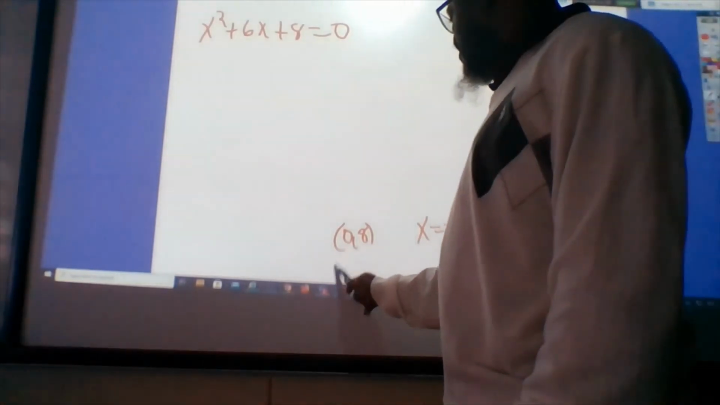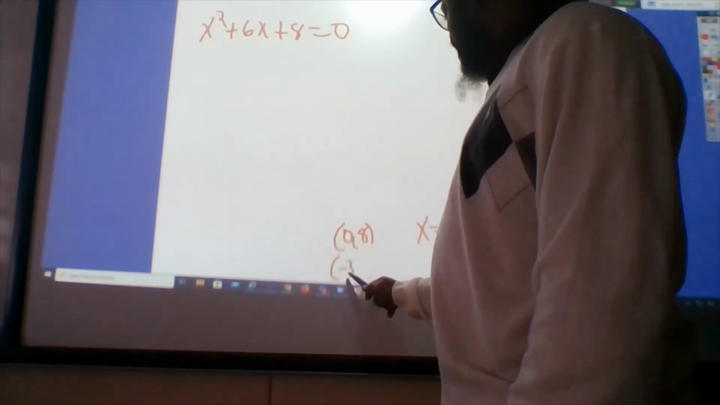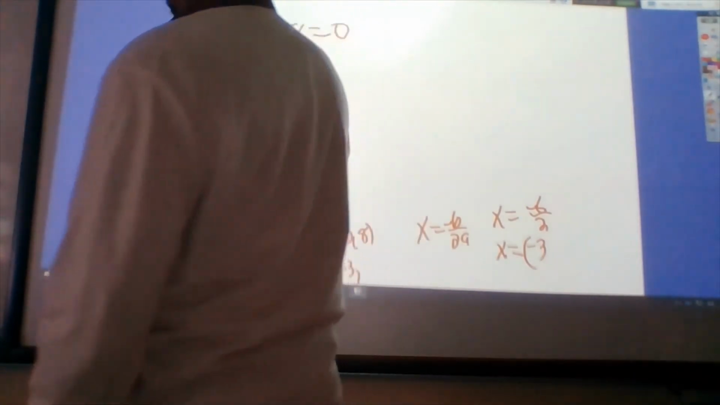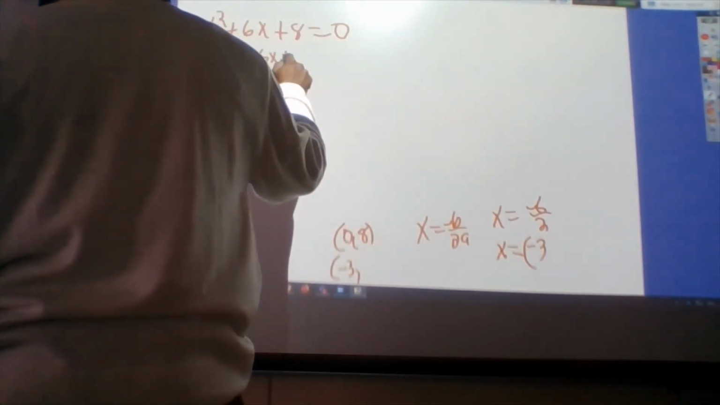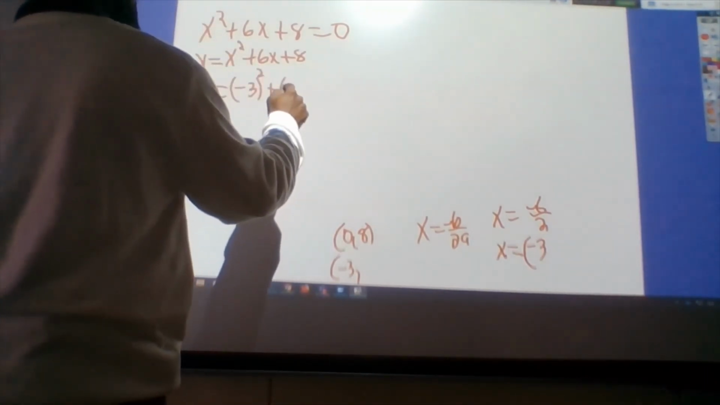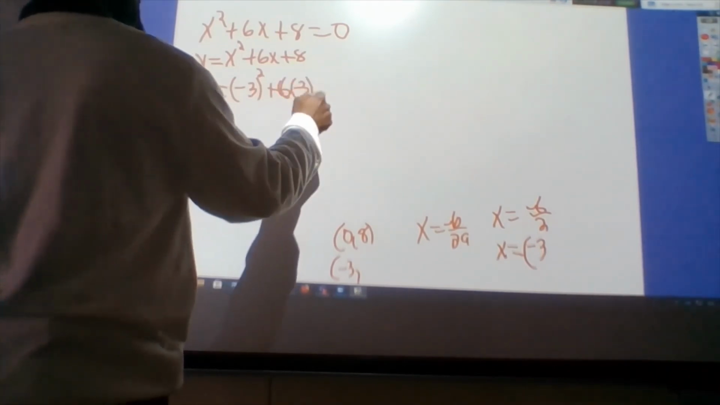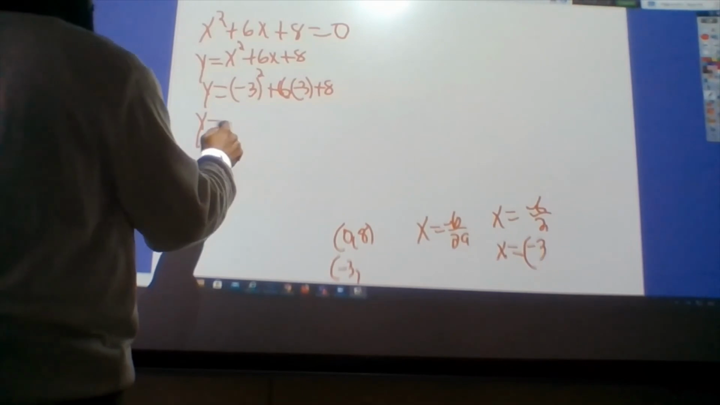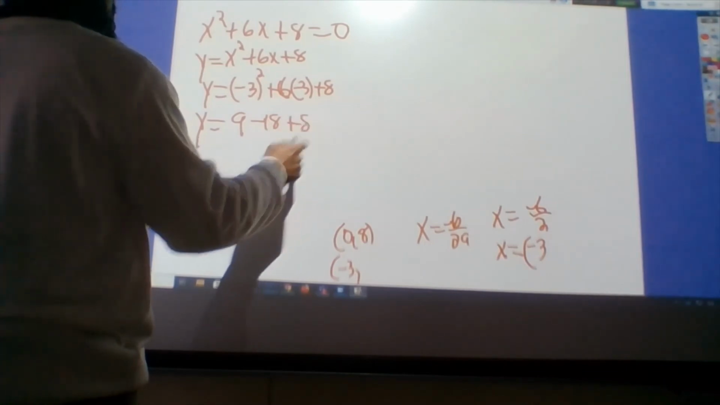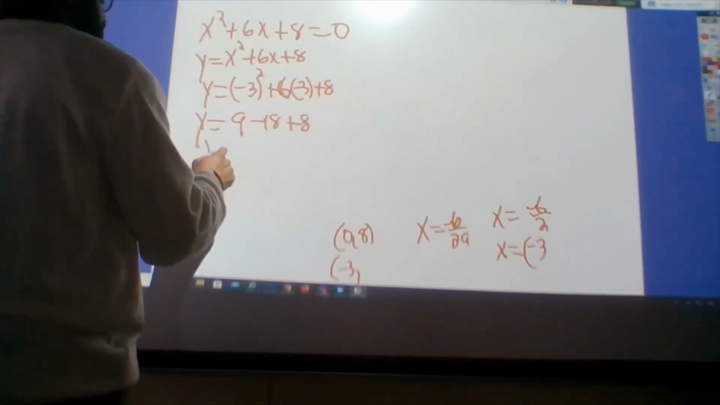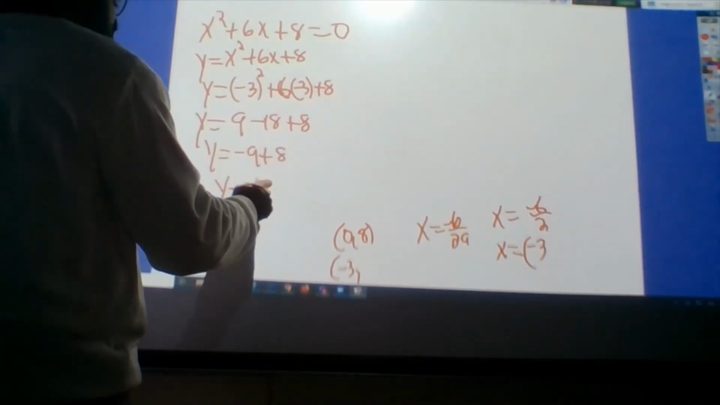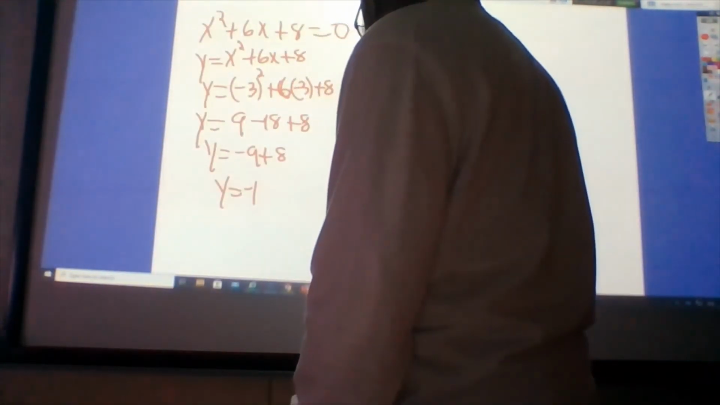The x-coordinate of the vertex is negative 3. Then I'm going to evaluate y equals x squared plus 6x plus 8, and I will have y equals negative 3 squared plus 6 times negative 3 plus 8. Negative 3 squared is 9, minus 18, plus 8. So I will have y equals negative 9 plus 8. In this case, y is negative 1. So my vertex is (negative 3, negative 1).